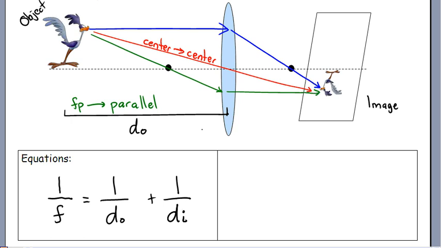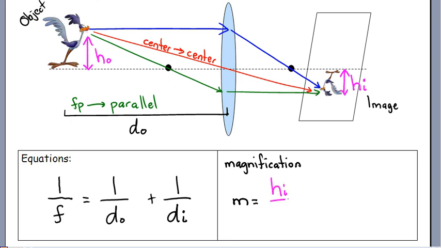Another thing we like to talk about is magnification. How big is the object? We abbreviate that usually as an M. And what we really should do is go and grab a ruler and measure how tall these things are. So we would say, oh, okay, here's my height of my object. And here's my upside down height of my image. This particular image in this picture actually has a negative HI, right? Because it's upside down. Magnification really should be a ratio of HI divided by HO. And you can see in this picture, the magnification's less than 1 because it looks smaller than the original. And actually, it's negative because HI is negative in this picture.